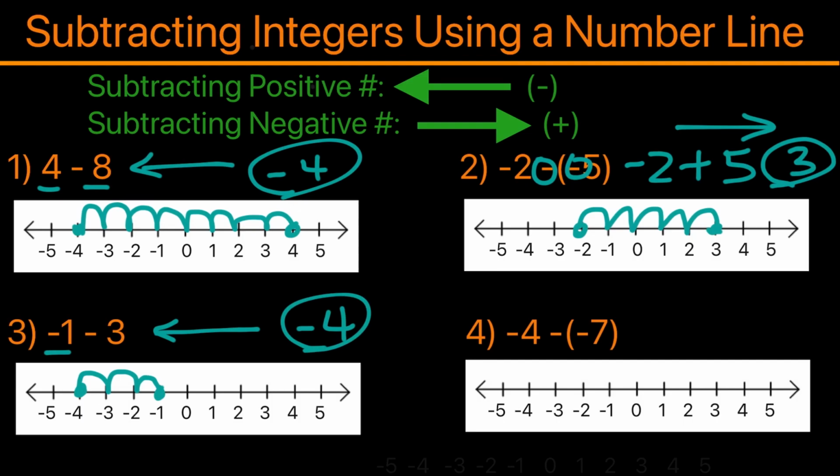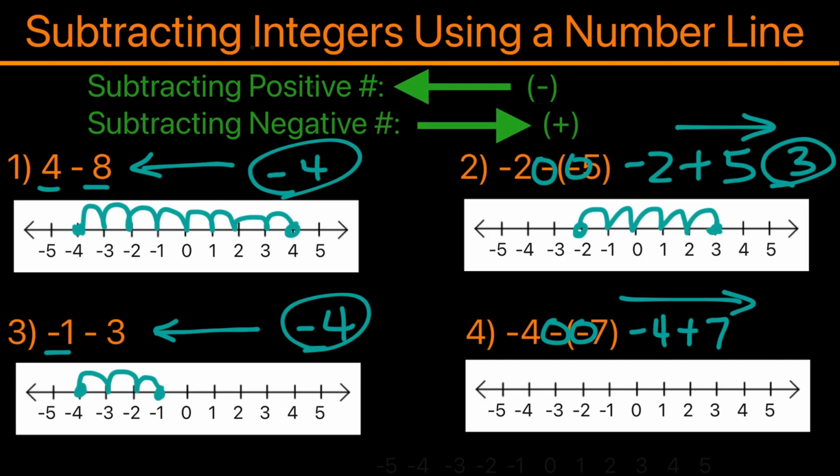Now for the fourth example, we are subtracting a negative number. So -4 minus -7. So again, we have a double negative equals +7. And that means we're going to be heading this direction, toward the right, as we are increasing the value.